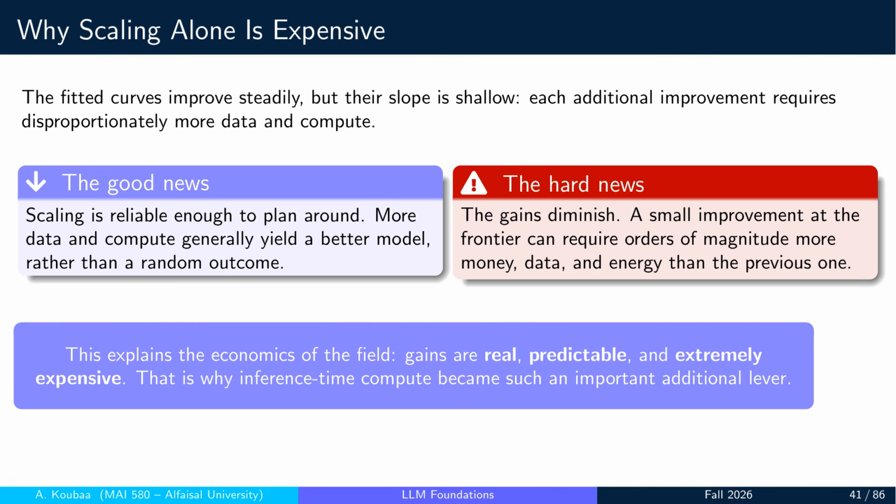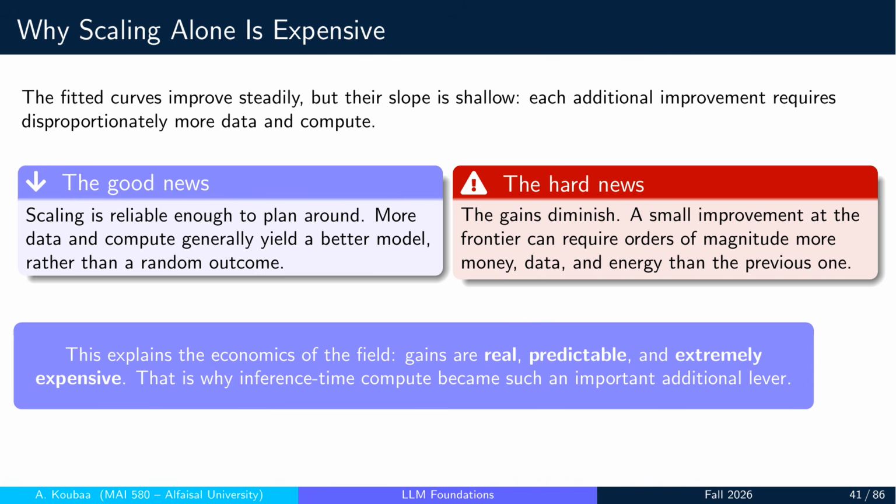Let us state the consequence of that shallow slope directly. The fitted curves improve steadily, but each additional improvement requires disproportionately more data and more compute. Let me put an actual number on the shallow slope, because until you do the arithmetic, it sounds like a minor caveat. We just said this is a power law, so the arithmetic is available to us directly. Suppose the fitted exponent on the compute term is around minus 0.05, which is the order of magnitude these papers report. Now, double the compute.